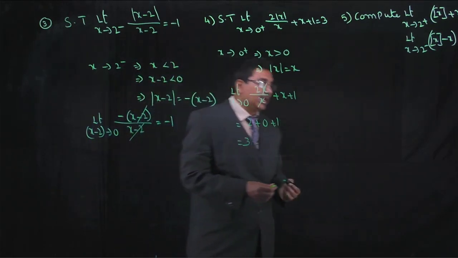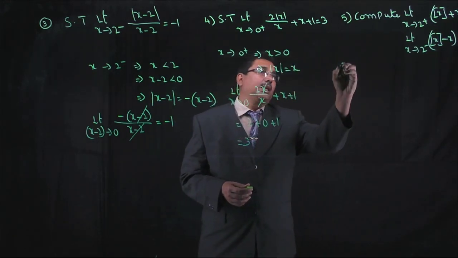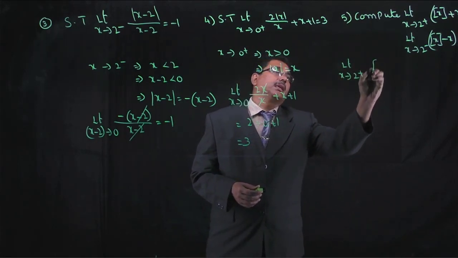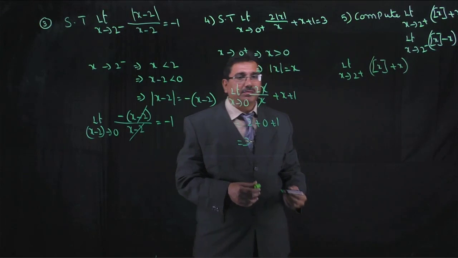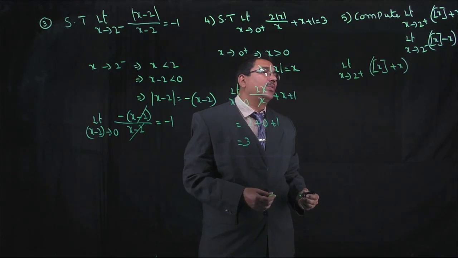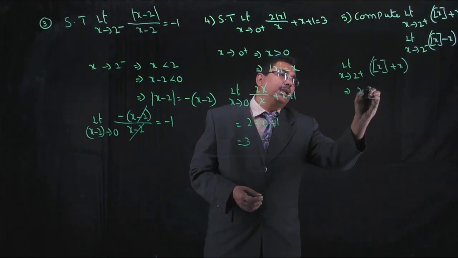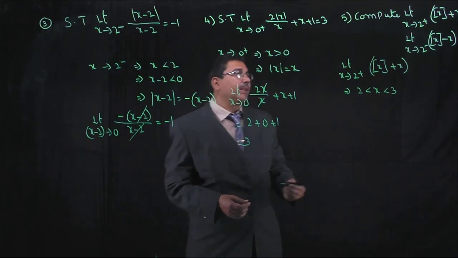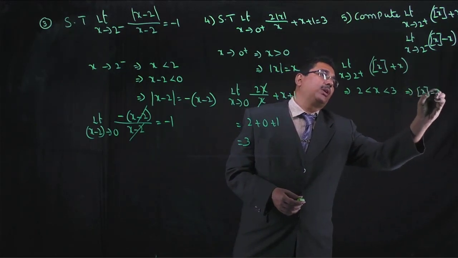Now see this limit. Compute limit x tending to 2 plus of box x plus x. How to find the limit value? Here, given that x tending to 2 plus, it means that x lies between 2 and 3. That implies box x is equal to 2.